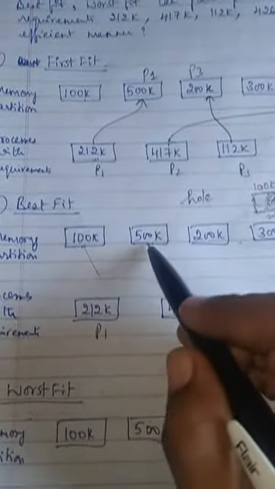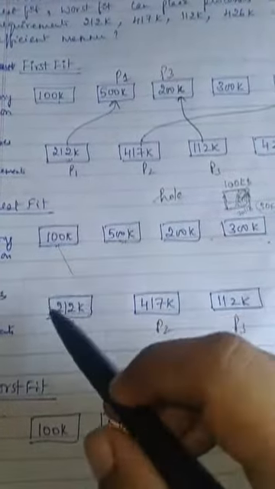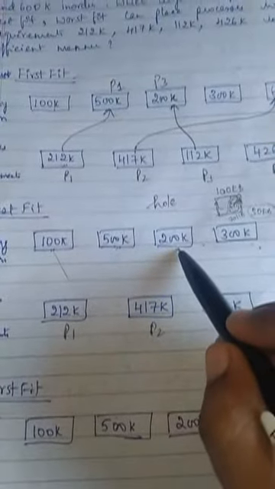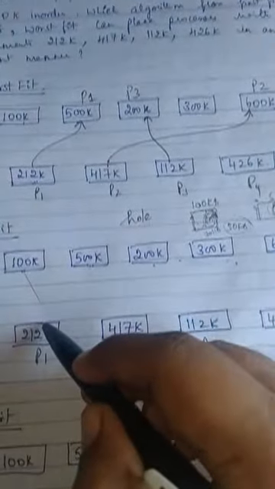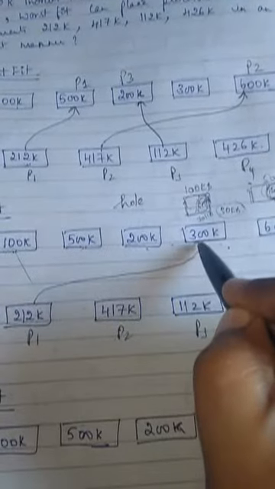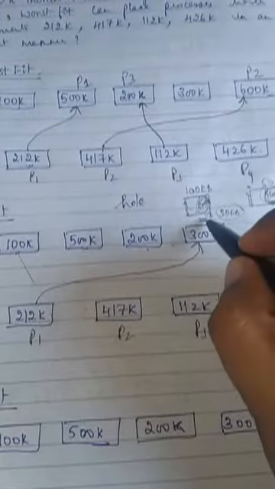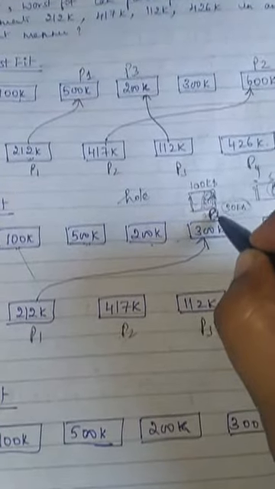So 212, if you place here some 200 odd, you're going to get. In 200 you cannot place. If you place in 300, yes, the remaining will be less, or the unused space will be less, right? So you're going to place P1 here.